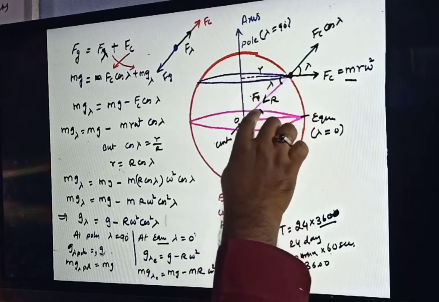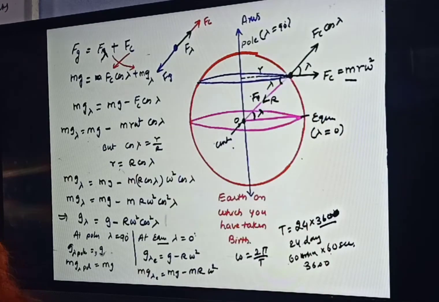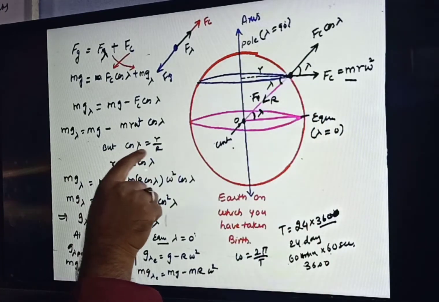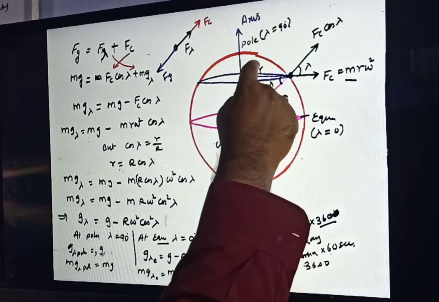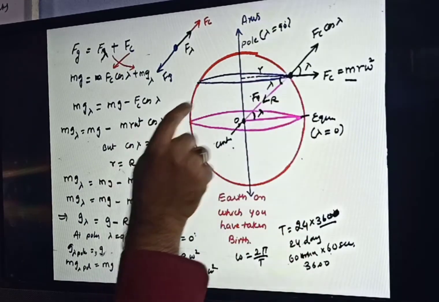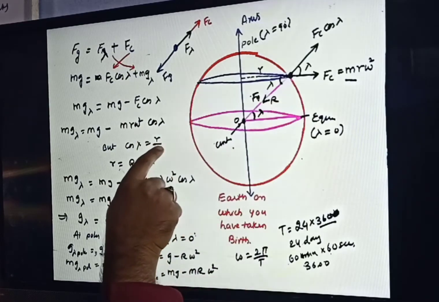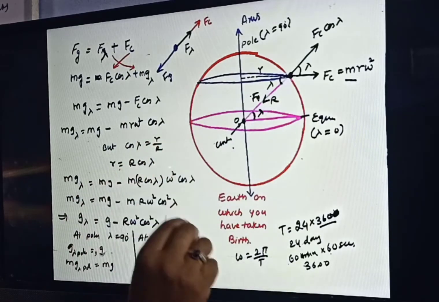I would like to tell you the relation between capital R and small r. See here, cos phi is equal to adjacent side by hypotenuse, that is small r by capital R. Therefore, small r can be written as R cos phi.